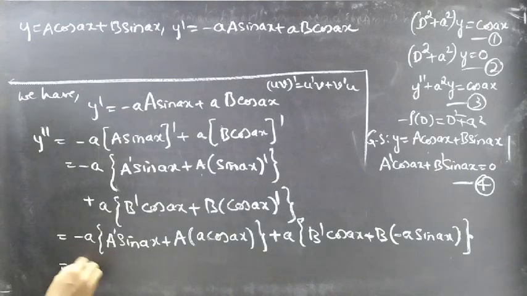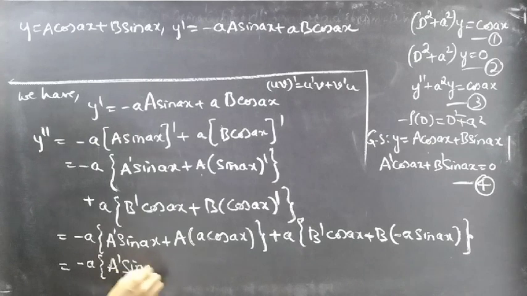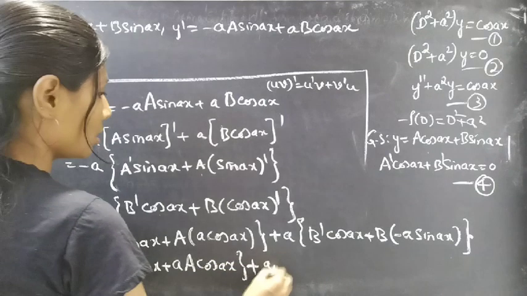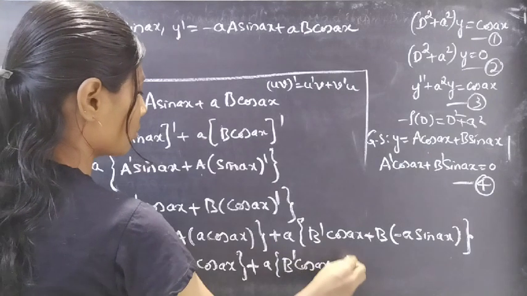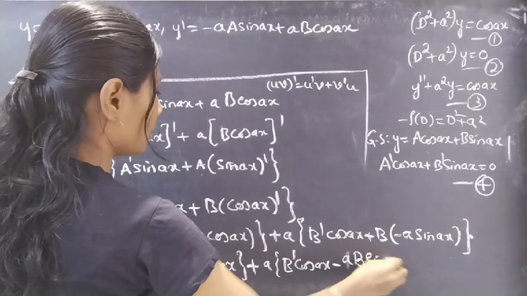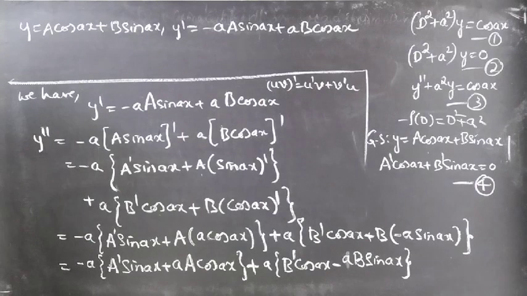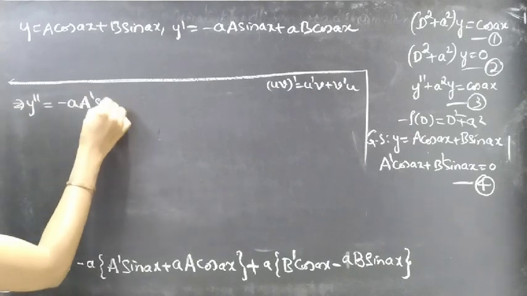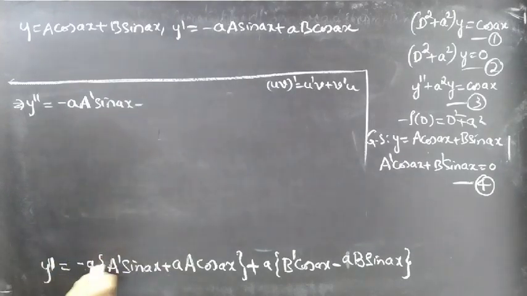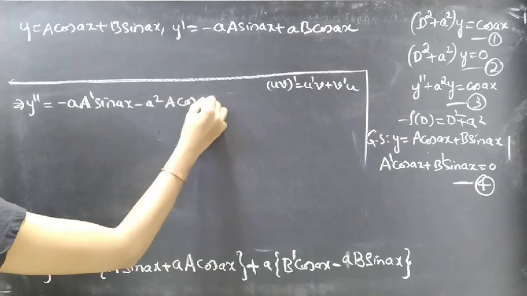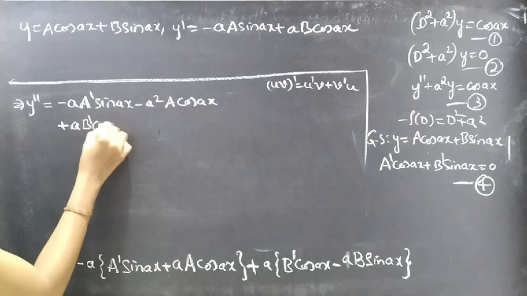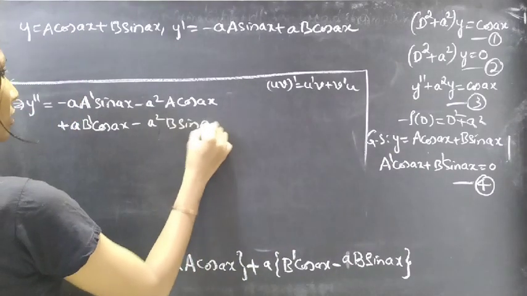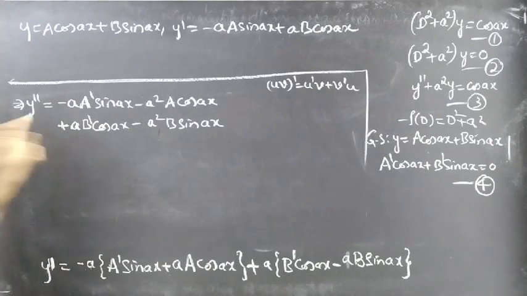which equals minus a into A dash sin ax plus a A cos ax plus a into B dash cos ax minus a into B sin ax. Then y double dash equals minus a A dash sin ax, minus minus a into a square A cos ax, plus a B dash cos ax, plus into minus minus a into a square B sin ax, which is our required y double dash.